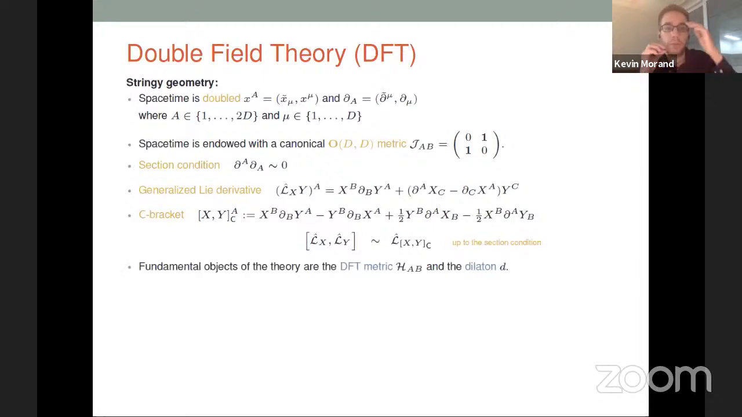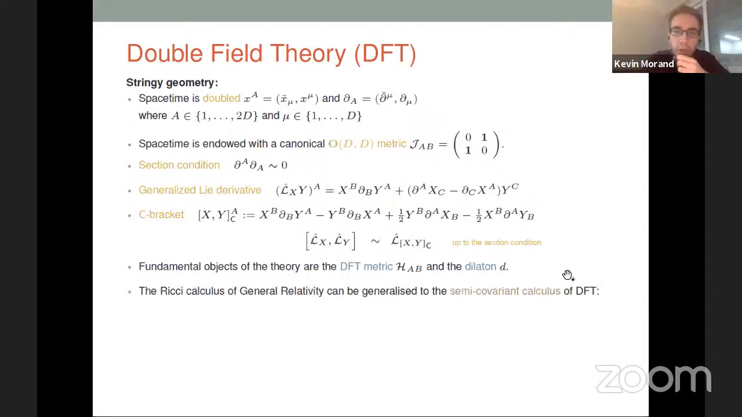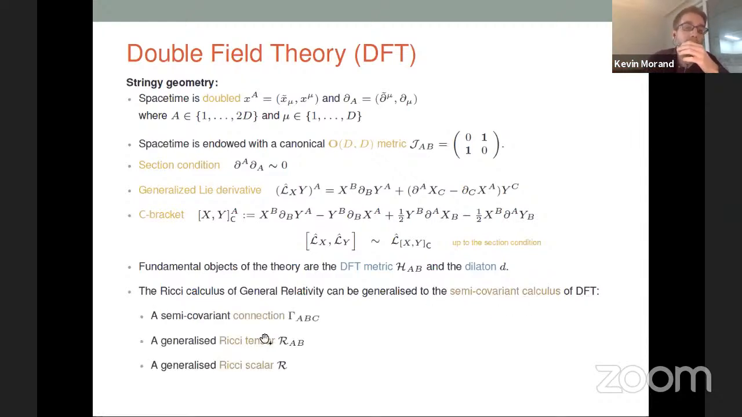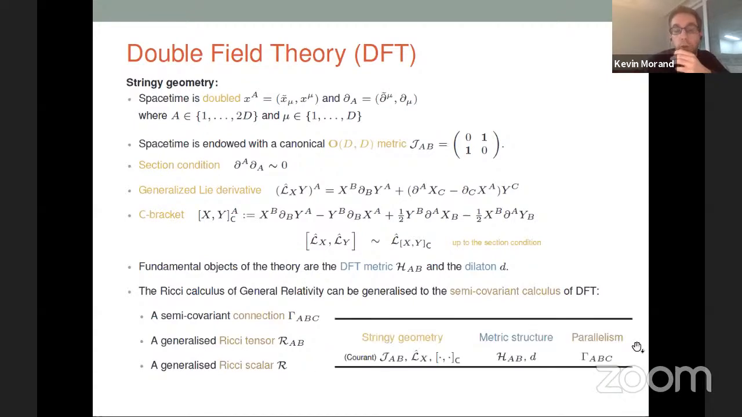Now we can introduce the fundamental fields of the theory, which are given by a DFT generalized metric denoted H and a dilaton field d. So we'll come back to these fields later on. For now, let me just mention that we can also introduce some notion of parallelism. And in fact, we can generalize the Ricci calculus of general relativity to the so-called semi-covariant calculus in double field theory. For this, we can introduce a semi-covariant connection, sort of equivalent of the Levi-Civita connection, although it does not transform exactly as a connection, but still it can be used in order to build some tensorial quantities, such as the generalized Ricci tensor and the generalized Ricci scalar. So all of these overall form the kinematical content of DFT, which somehow is an analog of the kinematical content in GR.